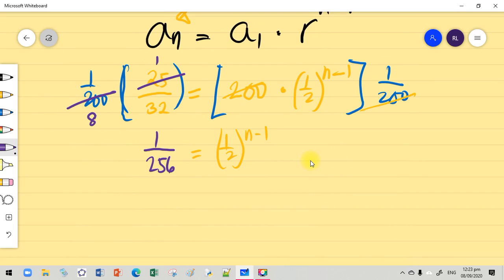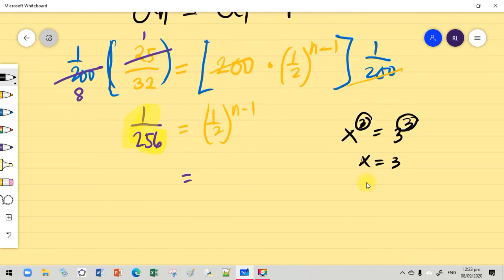Now the problem is this one. How do we deal with 1/2 raised to n minus 1? What we're going to do is express this in exponential form, with base as 1/2. The idea is, it's like saying that if x cubed is equal to 3 cubed, therefore x is 3.